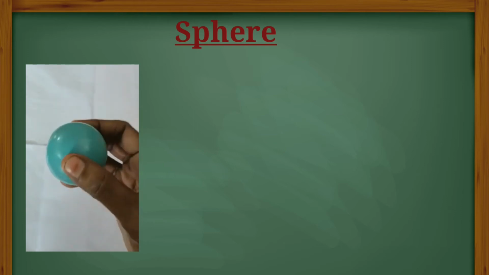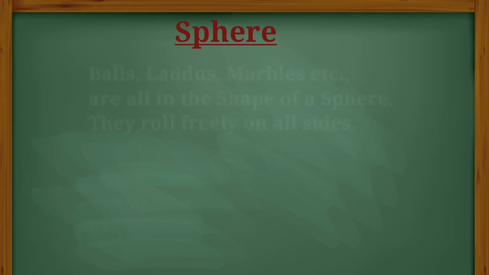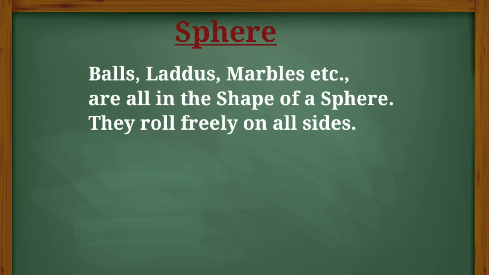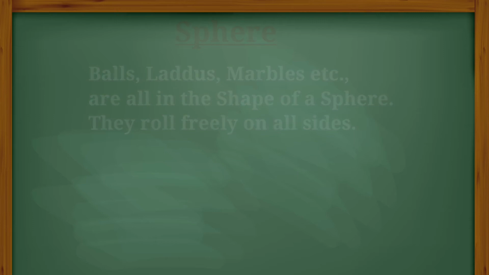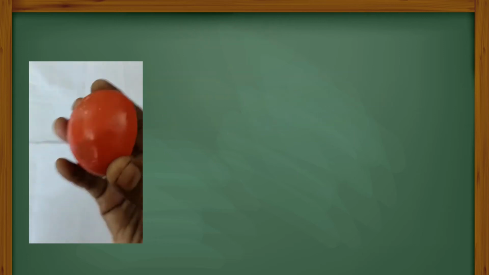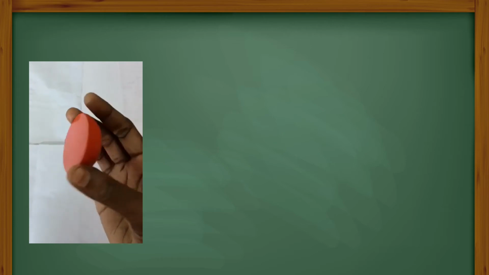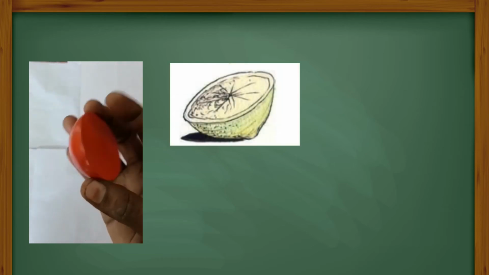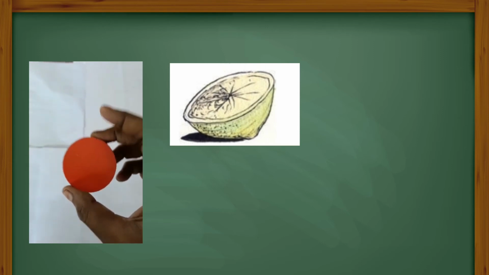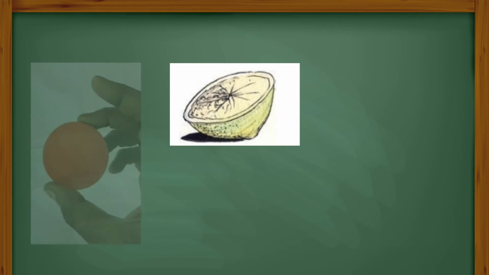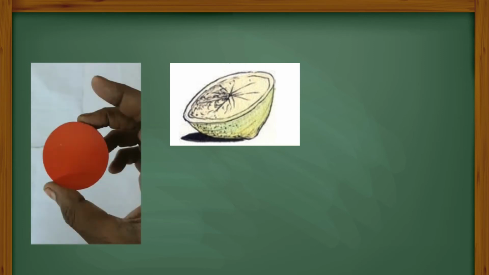It is a sphere. Balls, laddus, marbles, etc. are all in the shape of a sphere. They roll freely on all sides. Children, look at the screen. You may have seen a lemon in your daily life. When we cut it horizontally, it looks like the shape shown on the screen. The shape of such an object is called a semisphere.